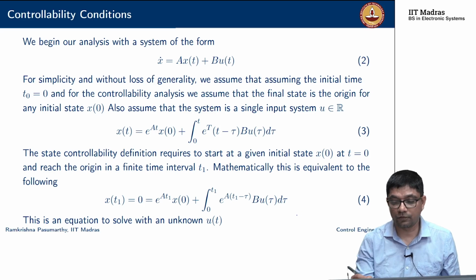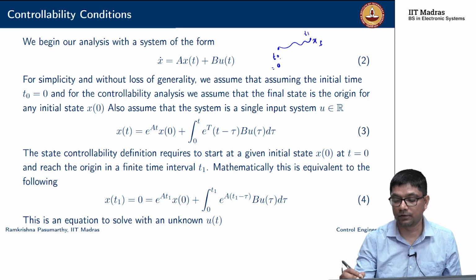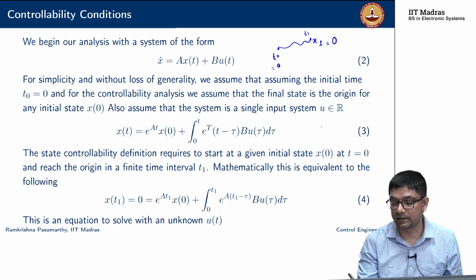So what we started off with: I start with any initial time t naught. Let me say this is t0. I want to reach some final state at some time t1. Without loss of generality, let me assume that my initial time is 0 and that the final state is the origin. If I draw this in the x1, x2 plane, the problem means that I should be able to start from anywhere and reach the origin.